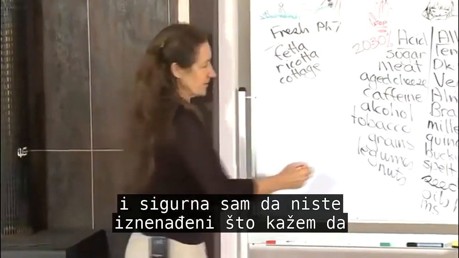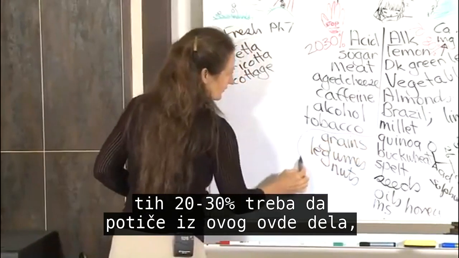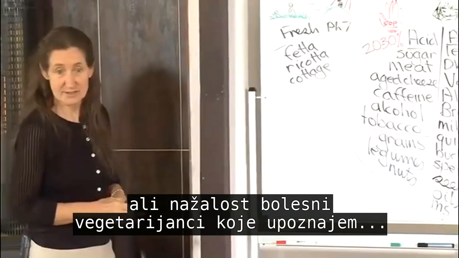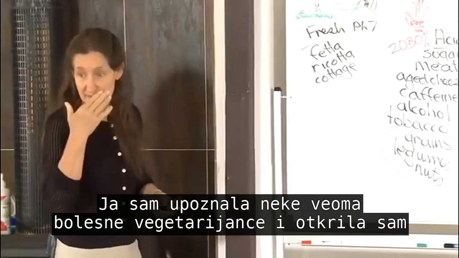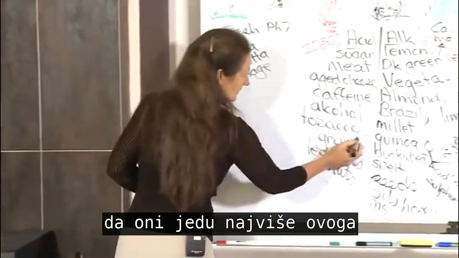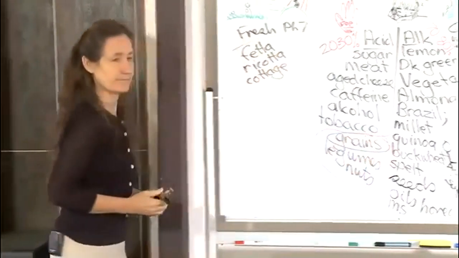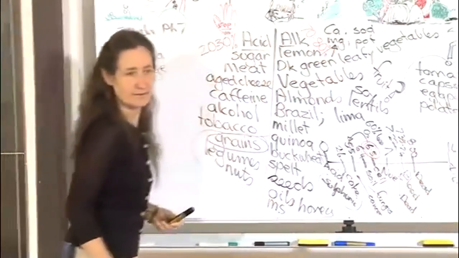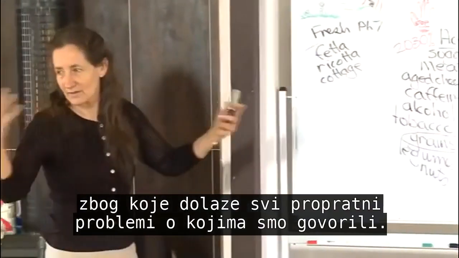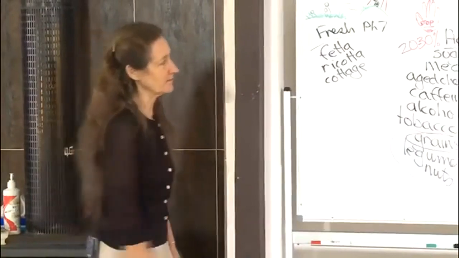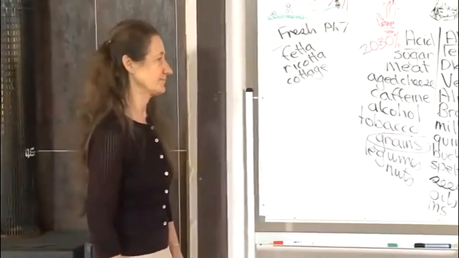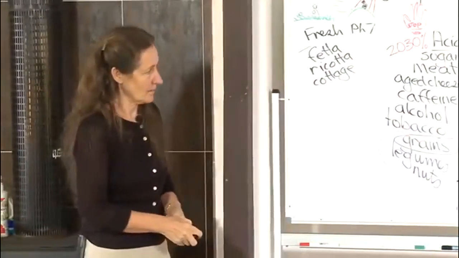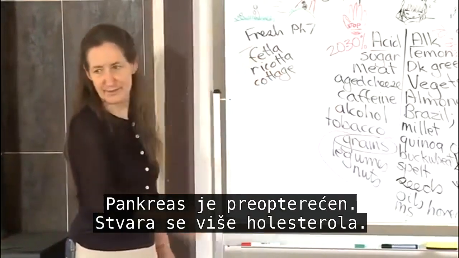And I'm sure you're not surprised to hear me say that 20 to 30% should come from this little section here. But sadly, the sick vegetarians that I meet, have you met some sick vegetarians? I've met some very sick vegetarians, and I find that they're eating here. And that is creating this high carbohydrate diet that has all the corresponding problems we've been talking about. The diabetes, the weight gain, high carbohydrate, high sugar, feeding the cancer. Overworking the pancreas, more cholesterol's made.